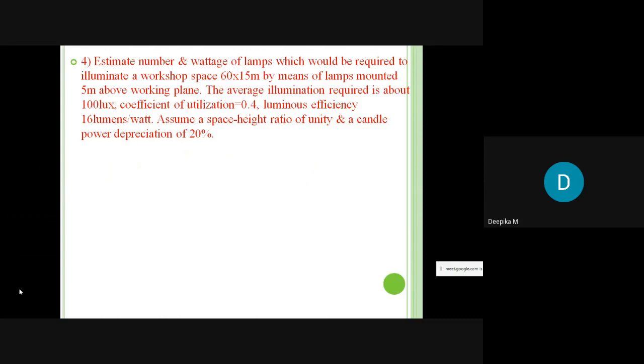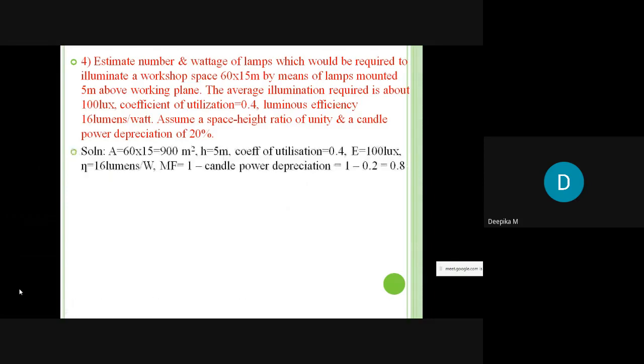So here also we need to estimate how many lamps are required and what is the wattage of each lamp, and we also have to draw the position diagram. For that they have given the average illumination, UF, efficiency, and space to height ratio, which you assume as unity, and the candle power depreciation is 20%. So we will proceed in the same way.